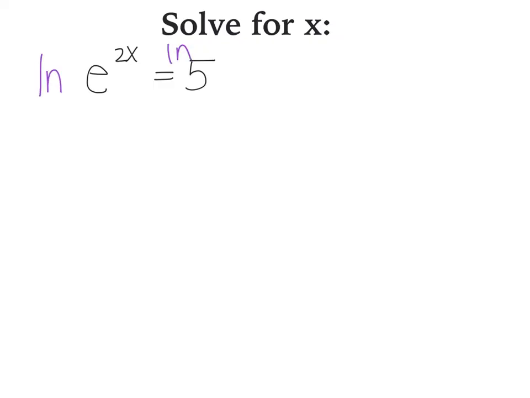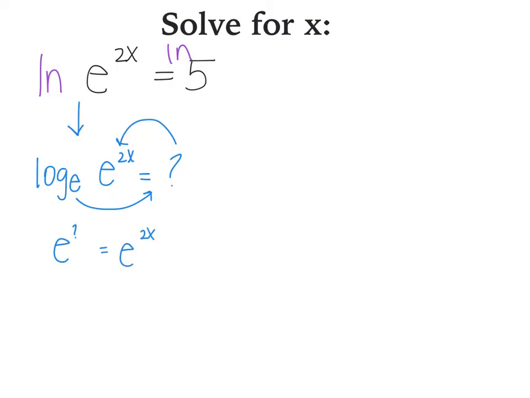Now let me show you why this works. Saying ln of e to the 2x is like saying log base e of e to the 2x equals something. And remember our rule, so if I have e to some power, that gives me e to the 2x. And because these have the same base, I know that this question mark is just going to be equal to 2x. So when I apply the ln here, it cancels out the e, leaving me with only 2x is equal to ln of 5.